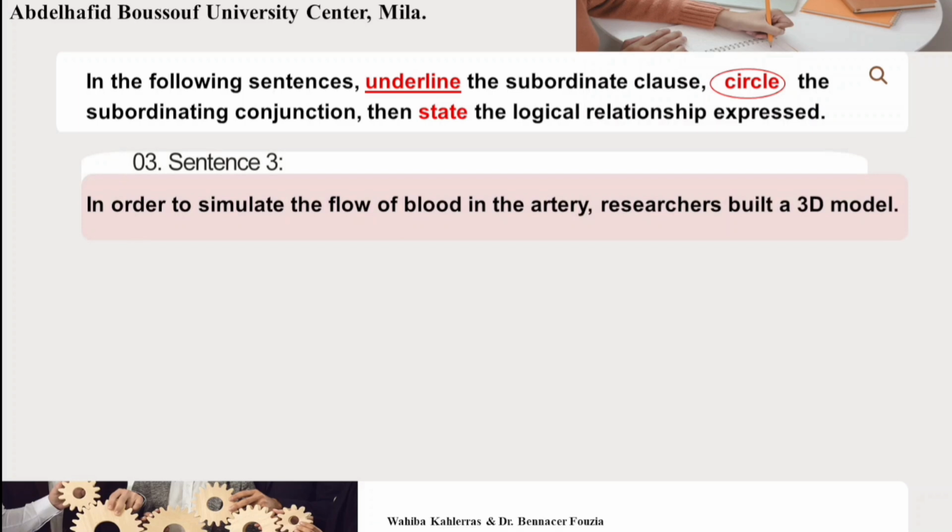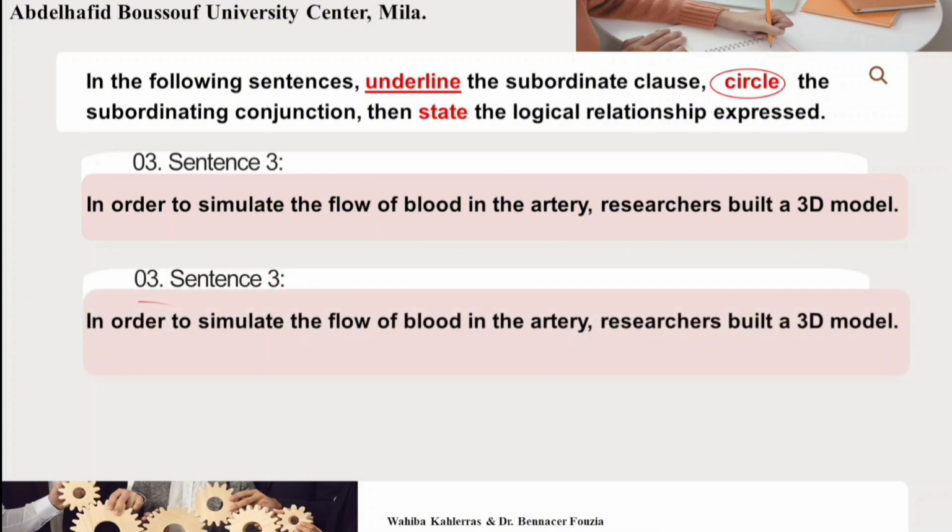Sentence 3. In order to simulate the flow of blood in the artery, researchers built a 3D model. Where is the conjunction here? In order to. The subordinate clause is "in order to simulate the flow of blood in the artery." What relationship is expressed? Purpose, because we can ask, for what purpose did researchers build a 3D model? Researchers built a 3D model in order to simulate the flow of blood in the artery.